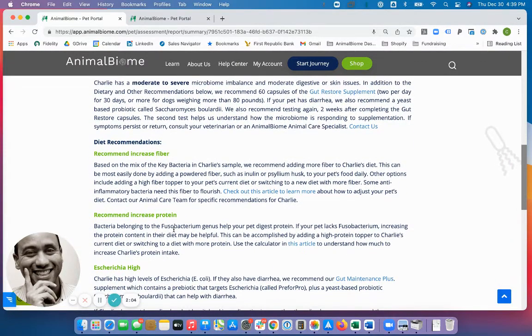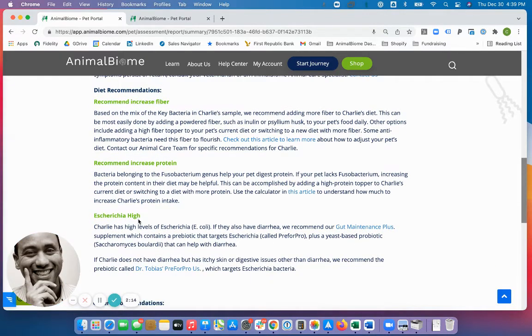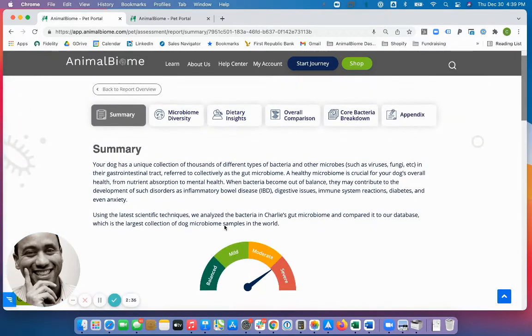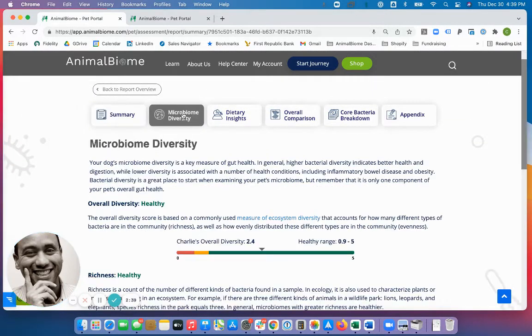Also notice that the report is making some dietary recommendations. It's recommending that we increase the amount of fiber in Charlie's diet, increase the amount of protein, and also it's noting that Charlie has high levels of E. coli, which is often the cause of GI distress. Sometimes the recommendations we make here will be products we make. Sometimes they'll be products made by third parties, and sometimes they might just be dietary recommendations that you can do on your own.